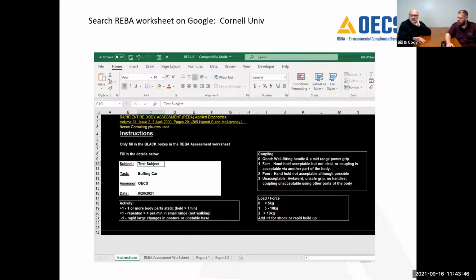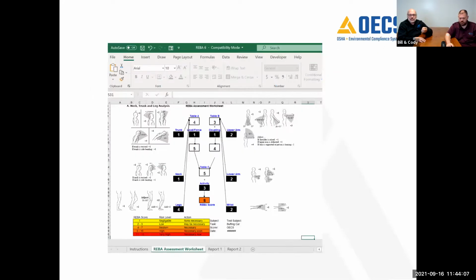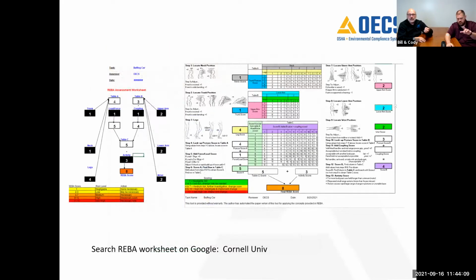I don't know if everyone's familiar with REBA. At the bottom, on the gray of this graphic below the big black box, you'll see Instructions is highlighted, and beside it is the worksheet assessment, which is the next page he's going to show you. Then the next two pages, Report 1 and 2, look like what you see on the left, which is Report 1, and on the right, which is Report 2. All of this is included in that free download.